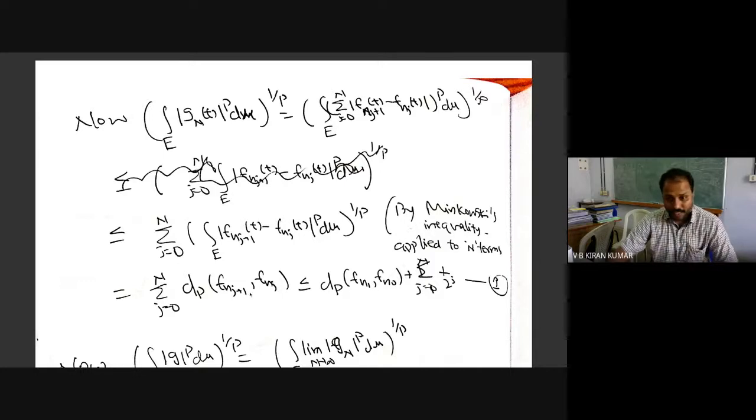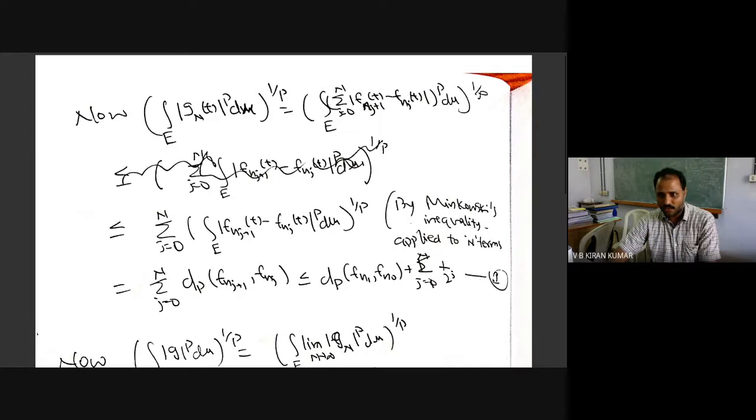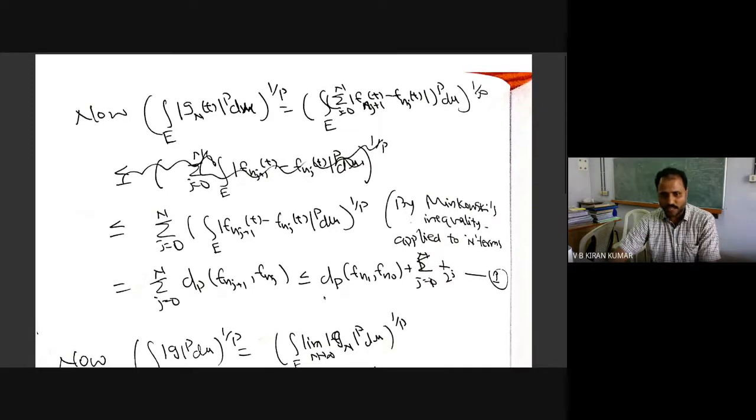Now the first term, j equals 0, gives d_p(f_n1, f_n0). The remaining terms we have already chosen such that they are less than 1 by 2 power j. So this is what we get. This is the first inequality which we required.